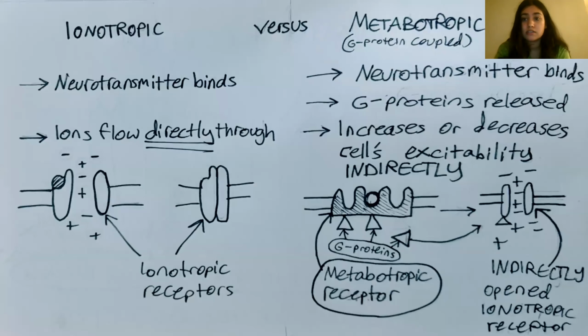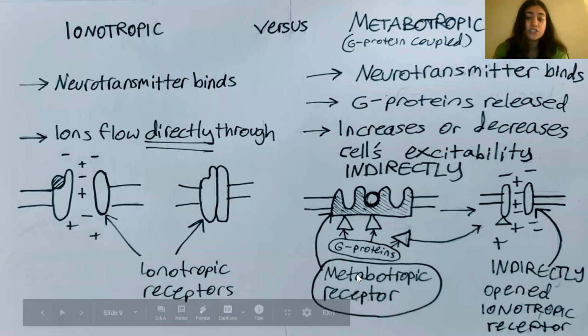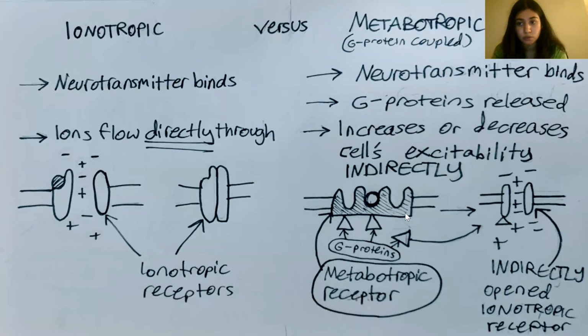Okay, this is the final concept. A metabotropic receptor, which is also called a G protein coupled receptor, works a little bit differently from ionotropic receptors. Instead of being a channel protein, they are proteins which, when neurotransmitter binds to them, allow the cell to become either more excitable or less excitable. They aren't ion channels themselves, so they don't directly open and let ions flow through.